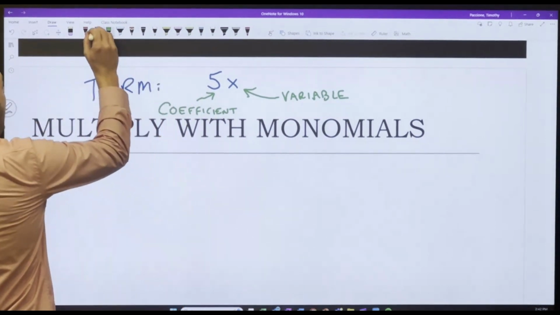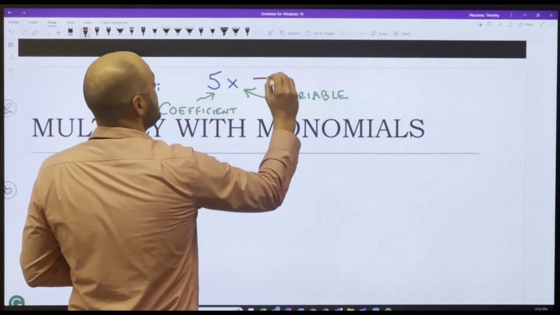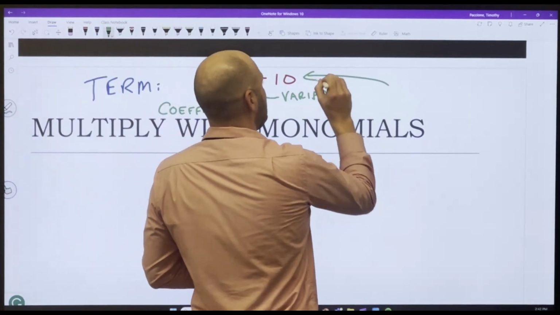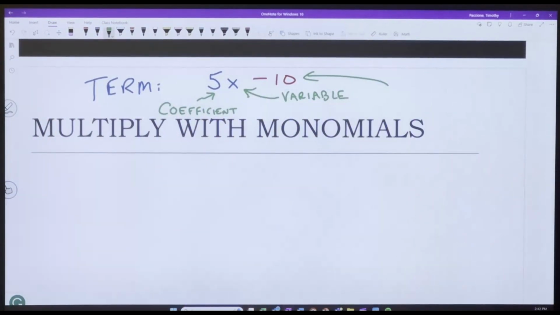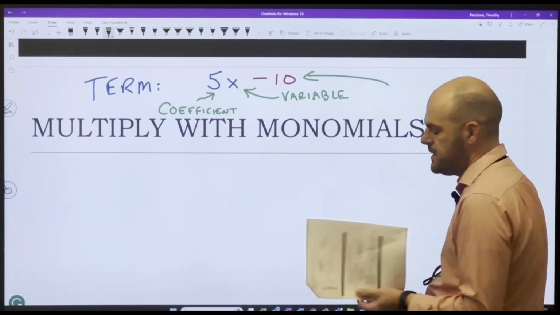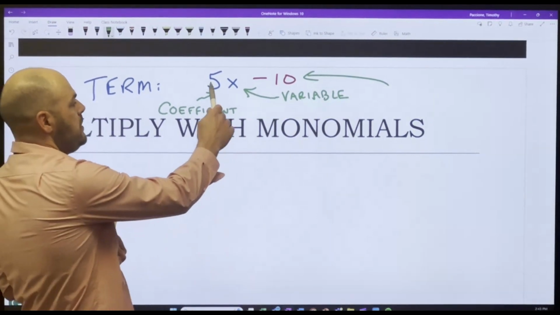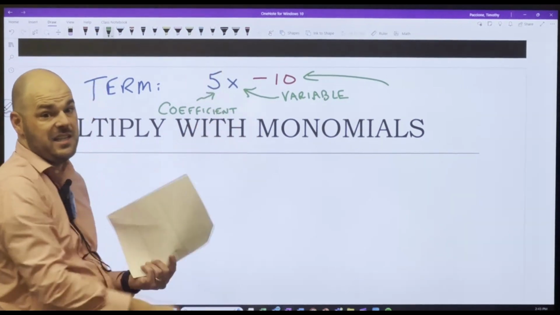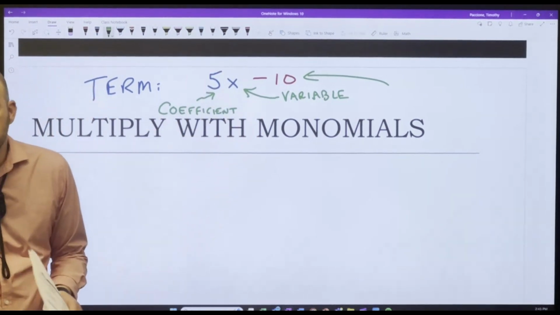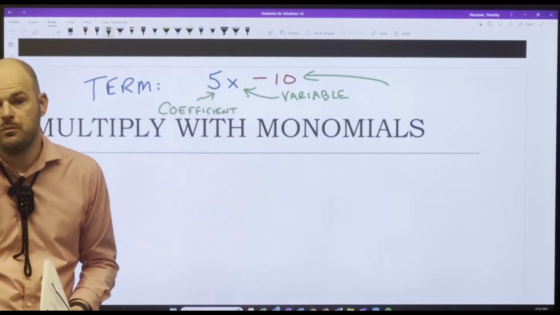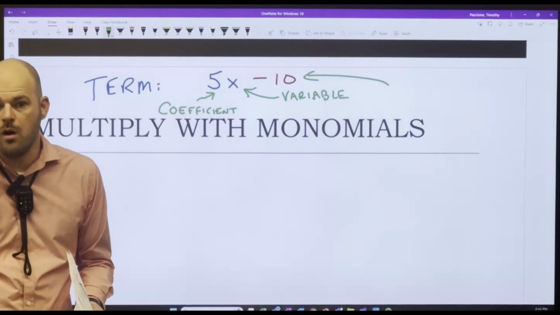Okay, what if I had this minus 10? What is the 10? What do you call that? It's a number, but in this situation, it's the what? All right, I'll give you a hint. This term right here is kind of going to depend, right? 5x, well, it depends on what x is, right? Does minus 10 depend on anything? No. It will always be minus 10.